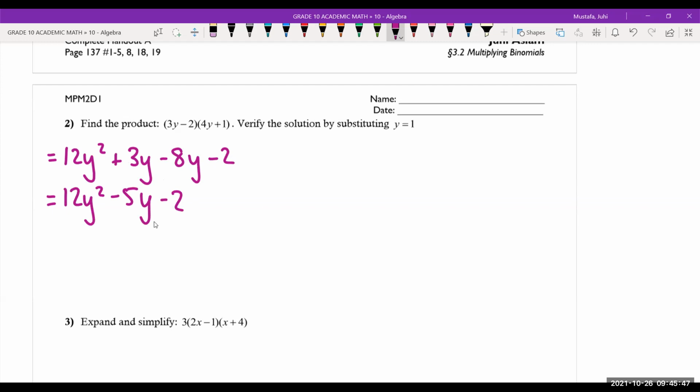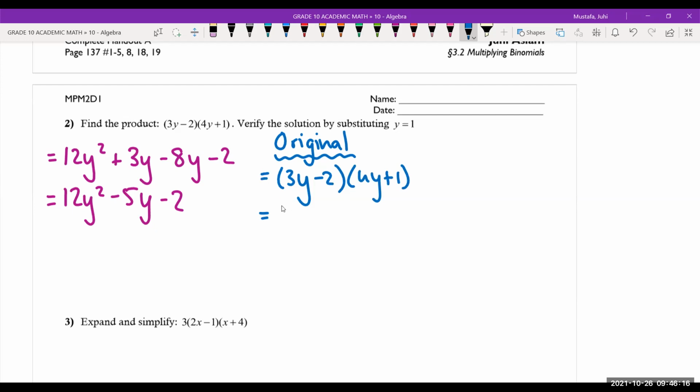Now, this isn't an equation. It's not a left side, right side. So when it says verify the solution, basically what you're going to do is put y is equal to 1 into the original question, and then put it into the answer. So how do I show my work for that? My original question is going to be 3y minus 2 bracket 4y plus 1. And I'm just going to put y is equal to 1 into this and see what I get.